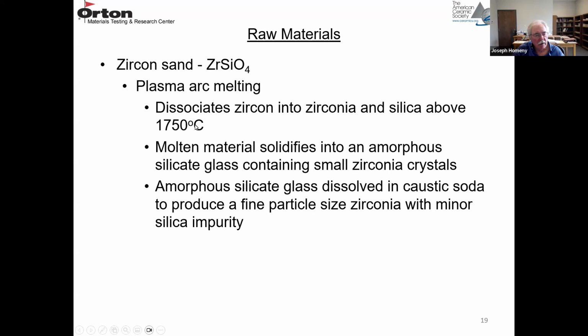So the temperature is high enough to melt the silica. Silica melts a little over 1700 degrees C. So you're going to end up with a silicate glass, and in that silicate glass, you're going to have zirconia crystals. So then you have to dissolve the silicate glass, and you can use a caustic soda. So you dissolve the amorphous silicate glass, and you end up with fine particles of zirconia and probably some silica impurities.